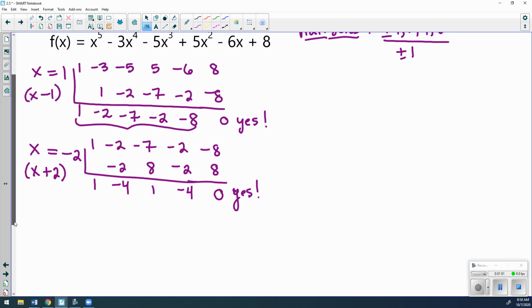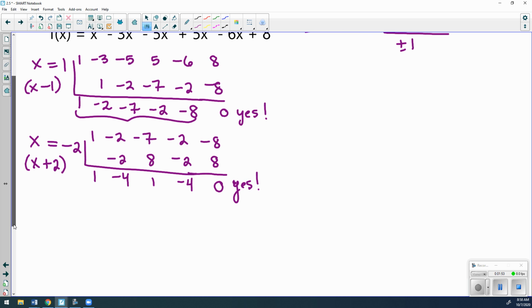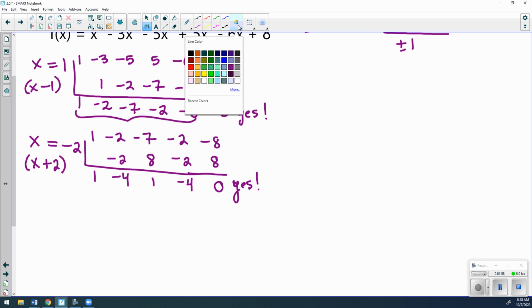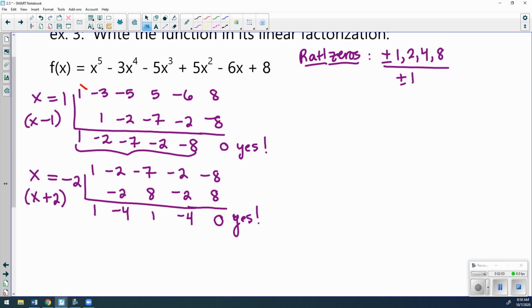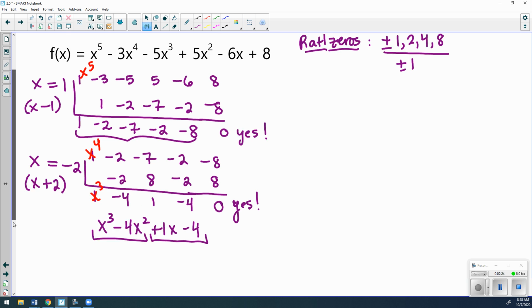Now I see a pattern: 1 and a -4 and a 1 and a -4. I'm going to think about this as a depressed polynomial. Remember that this was x to the 5th, and then this was x to the 4th. Now this will be x to the 3rd. This pattern strikes me as something that could be factored some other way. Well, I have an even number of terms, 4 terms. Maybe I can factor by grouping.